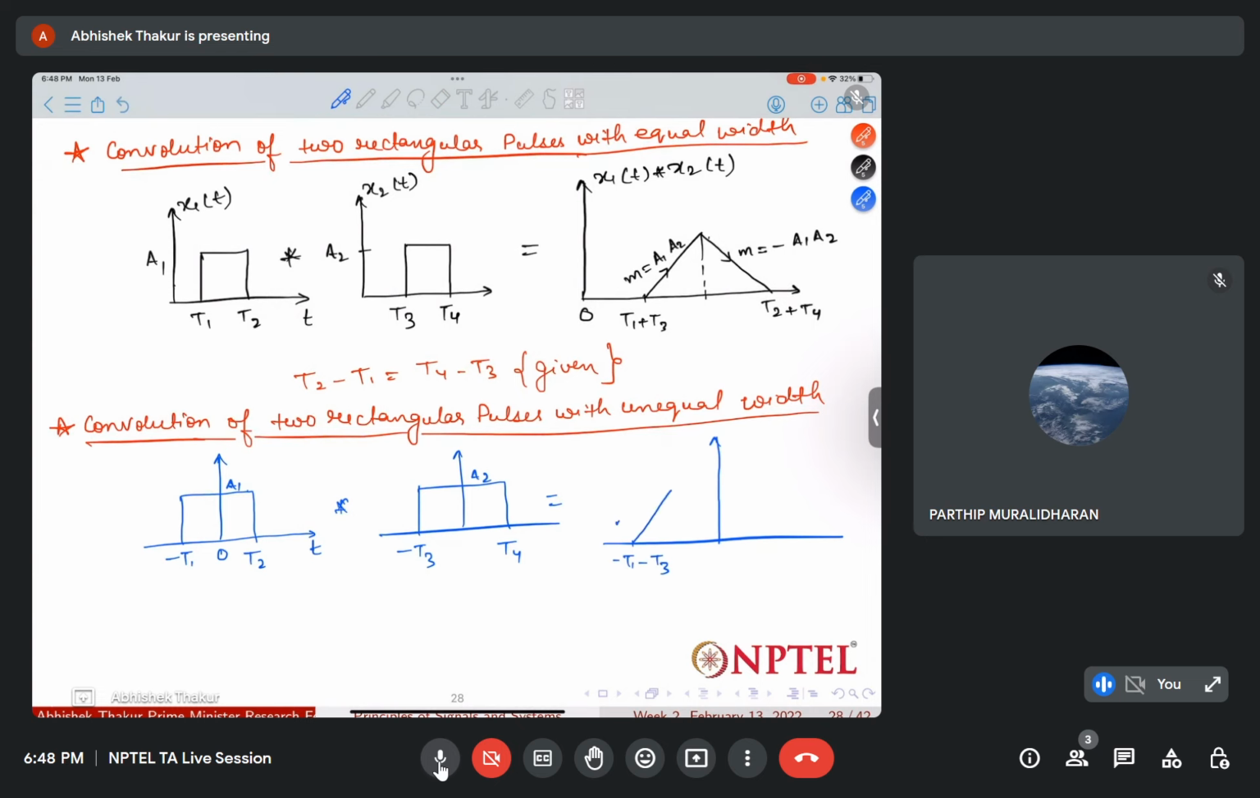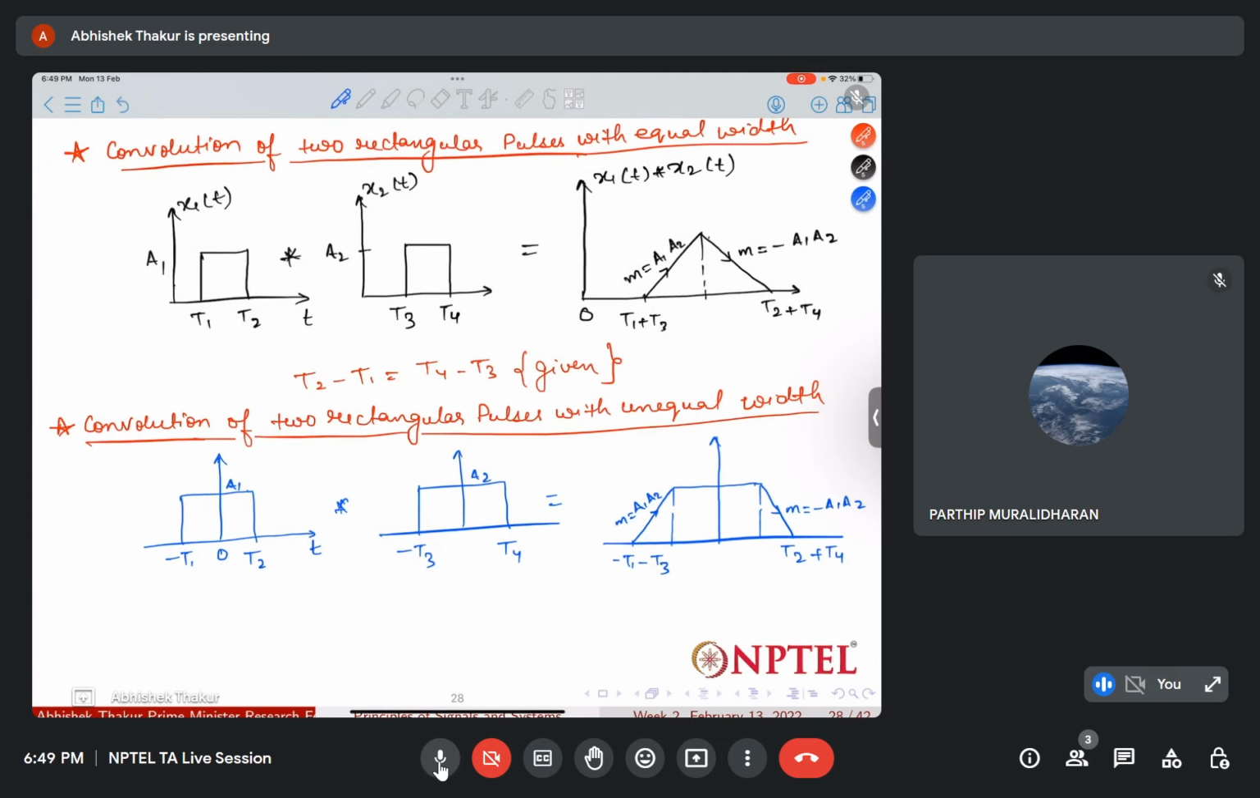The slope will be m equal to A1 into A2. After that, it will become constant. And then here the slope will be m equal to minus A1 into A2, and the upper limit will be the summation of the upper limits of both the signals, that is T2 plus T4.